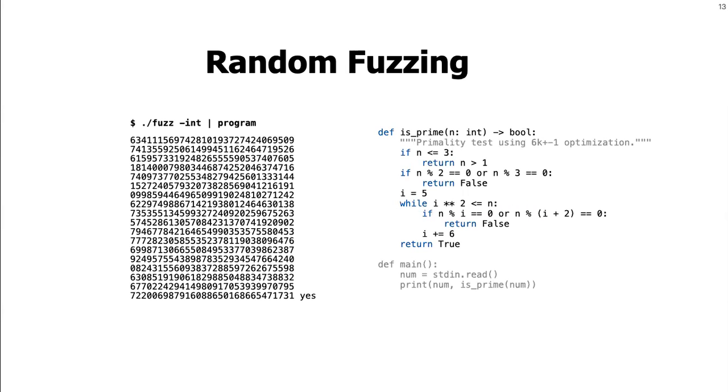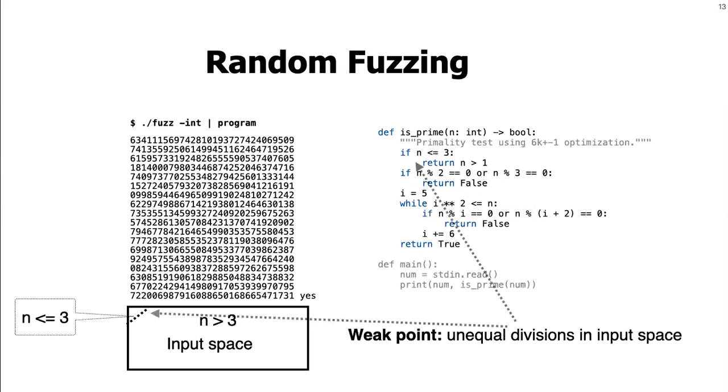Unfortunately, random fuzzing assumes that all inputs are equally useful. However, real-world programs often contain boundary conditions that split the program input space into unequal parts. For example, in a method to check for prime, the numbers until 3 are on one side of the boundary and they traverse a different path than other numbers.